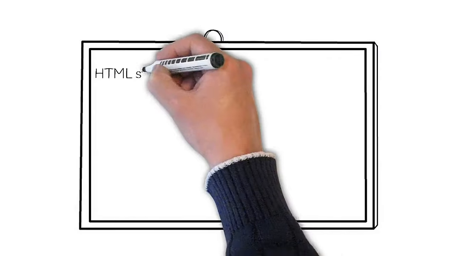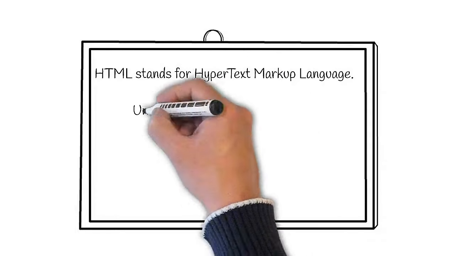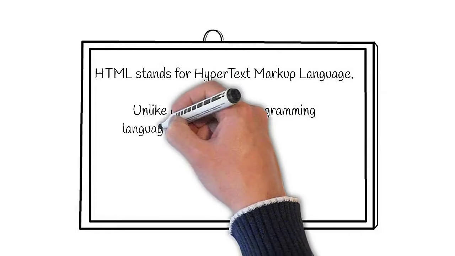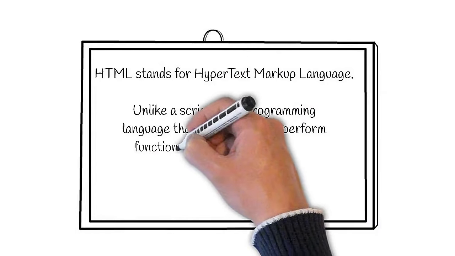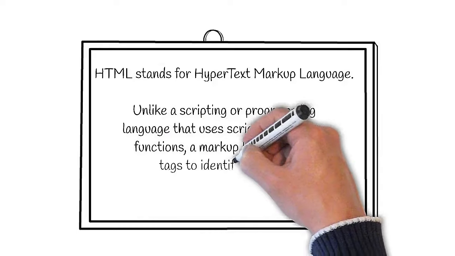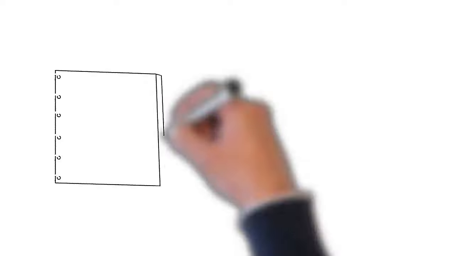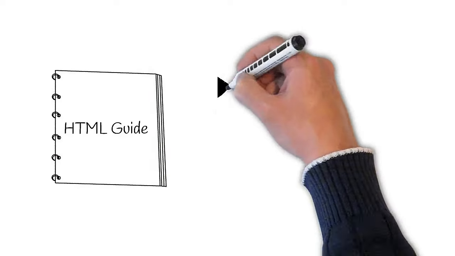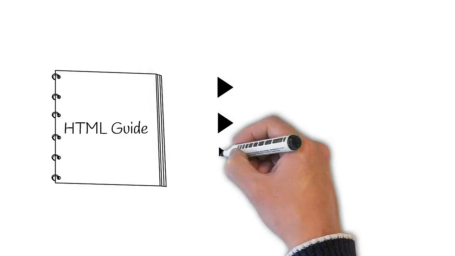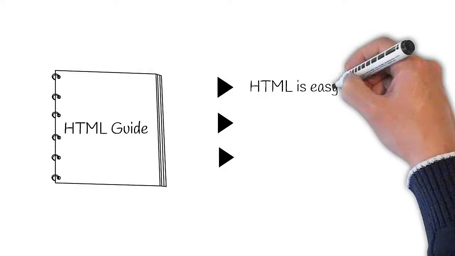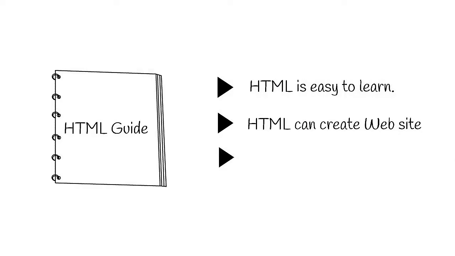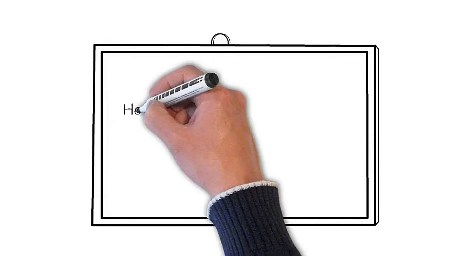Well, HTML stands for Hypertext Markup Language. Unlike a scripting or programming language that uses scripts or performs functions, a markup language uses tags to identify content. So that's a quick few things to know about HTML. First, HTML is easy to learn. HTML can create websites, and HTML uses text editors for editing of your code.